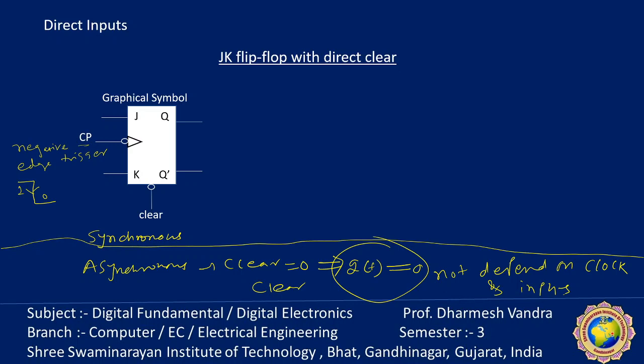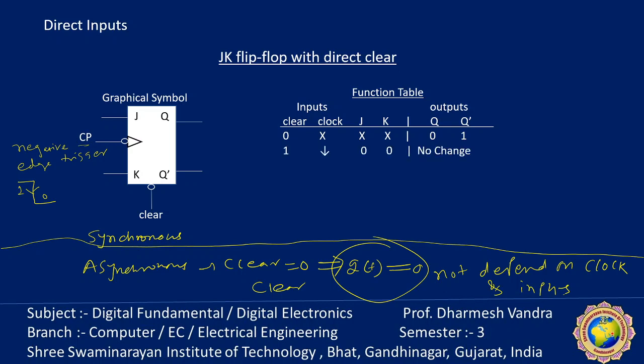Now, synchronous clear. In synchronous clear, we know that there is an input. If clear equal to 0, whatever the clock, the output remains 0. But once clear equal to 1, there is no change according to the functional table. So this is asynchronous. It is not waiting for those things. Suddenly clear is 0, whatever the clock. So this is the behavior of asynchronous clear.